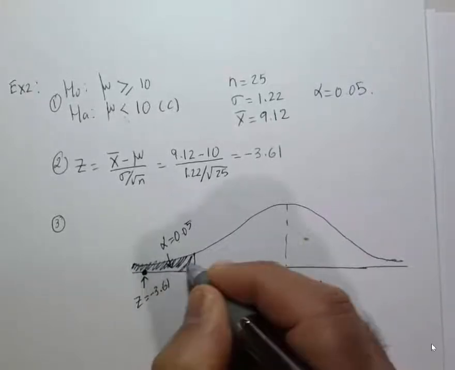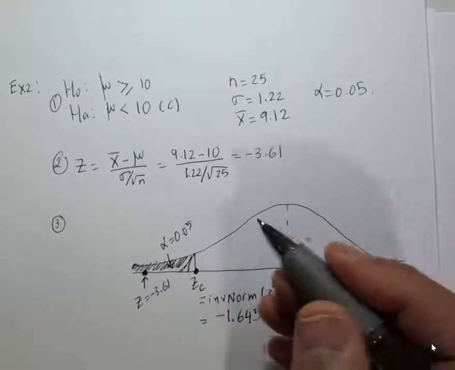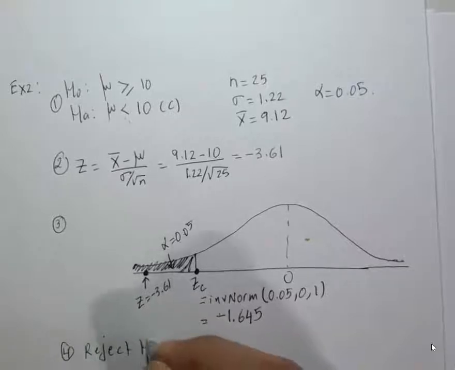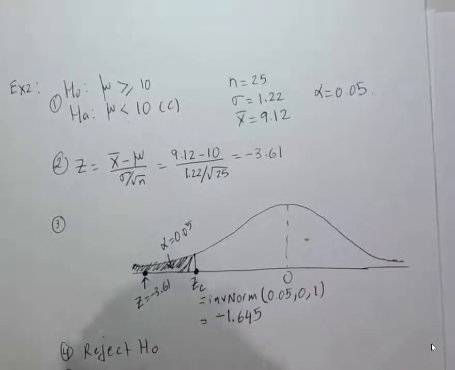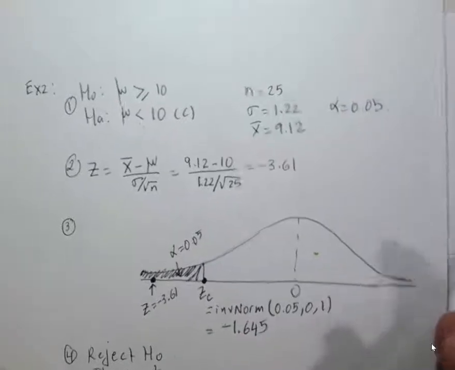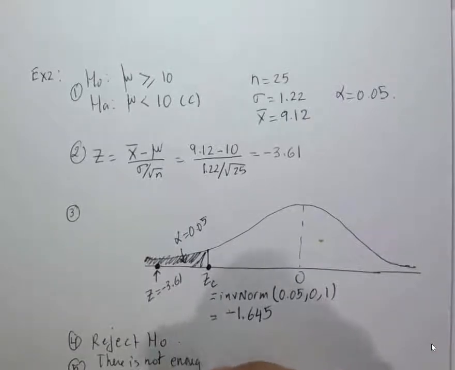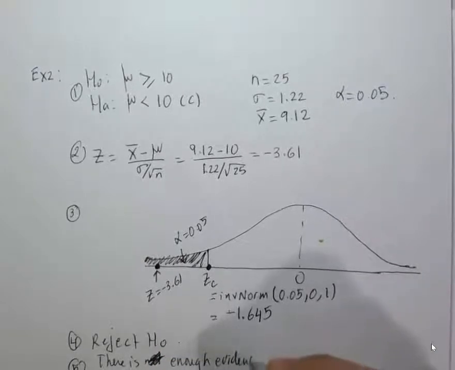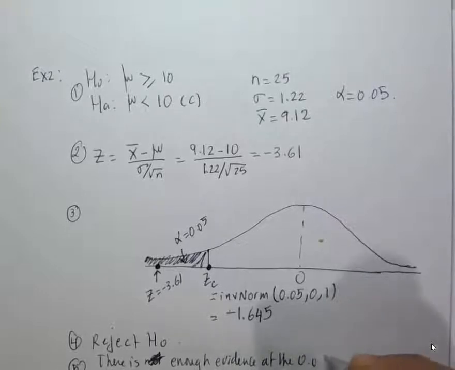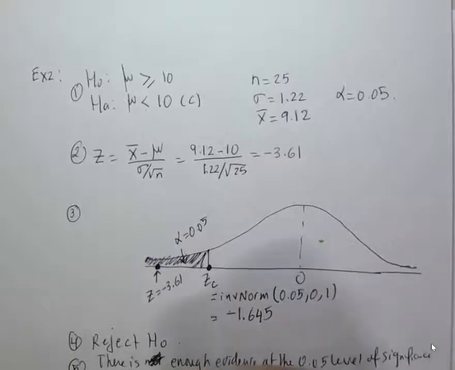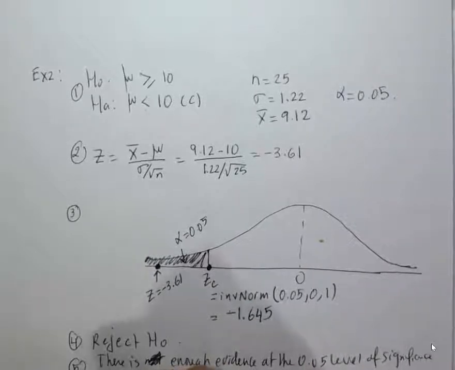Well, do you agree with me that this falls in the rejection region again? So what's the decision? Reject H0. And then step number 5 will be, there is enough evidence at the 0.05 level of significance to support the claim.